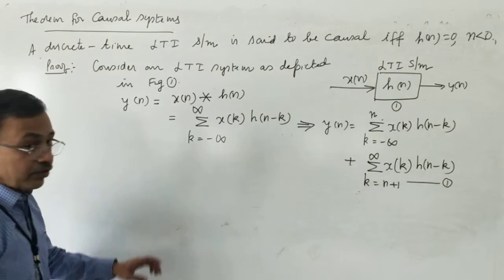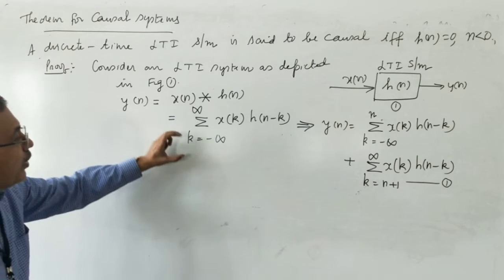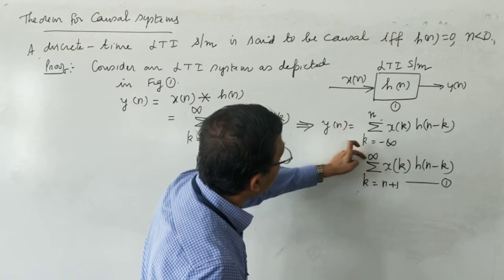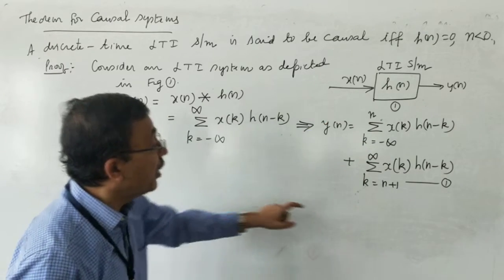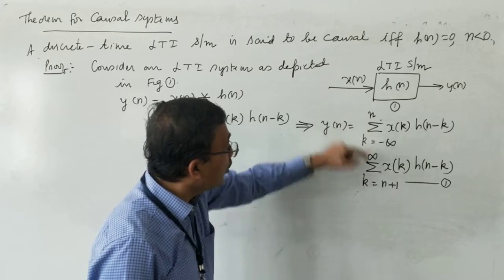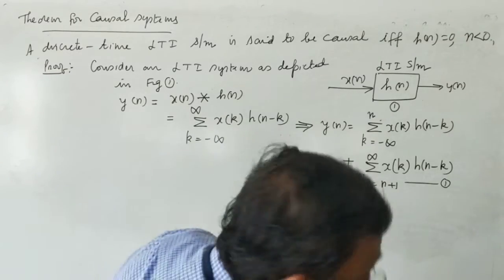What I have done is, the summation limit from minus infinity to plus infinity, I split from minus infinity to n, then from n plus 1 to infinity. You should not make the mistake of writing n here. It is a discrete time system, so after n, the next limit will be n plus 1. That aspect you must not miss.